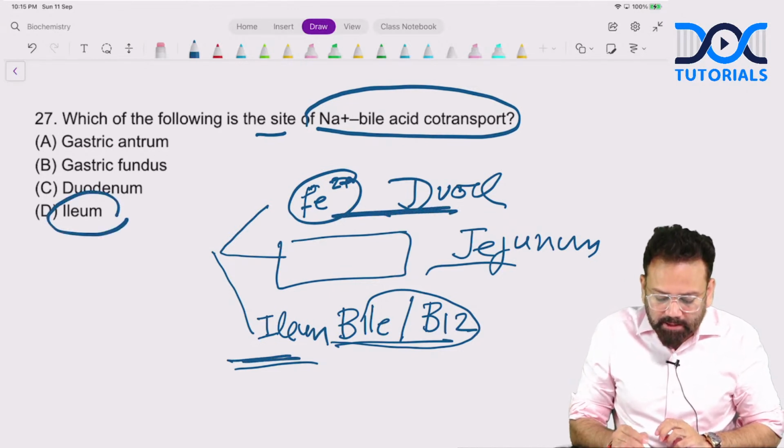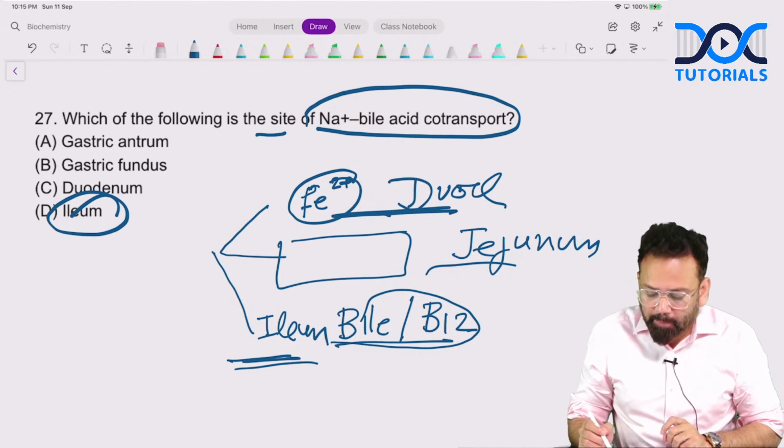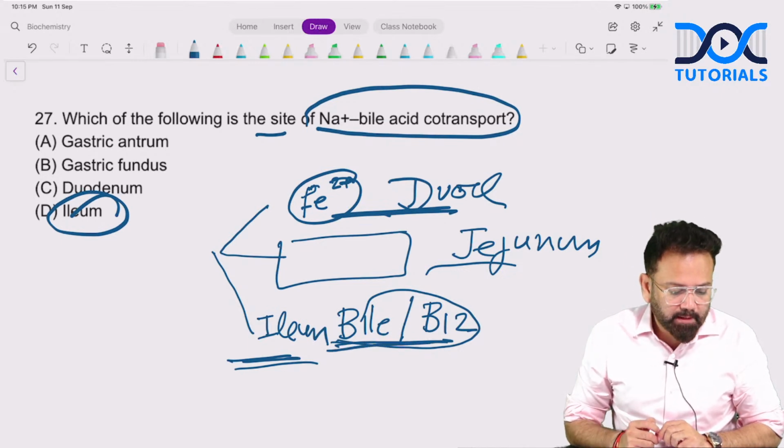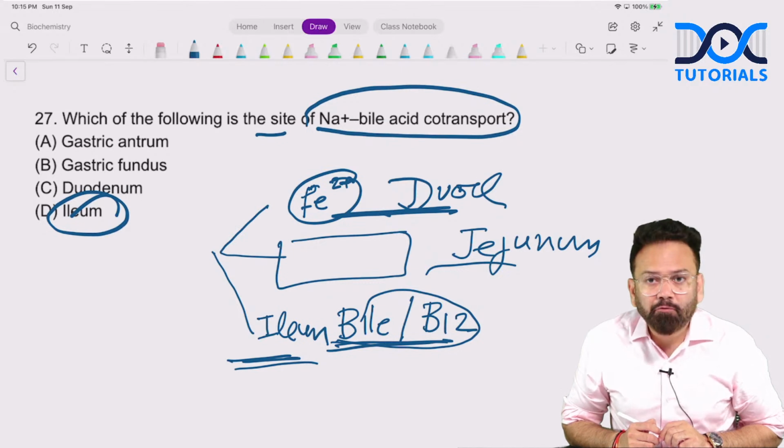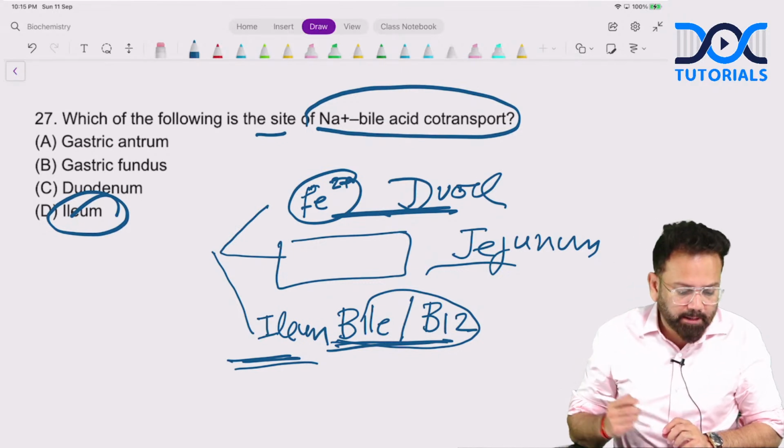So answer will be what? Ileum. Ileum is for bile and vitamin B12. Clear?